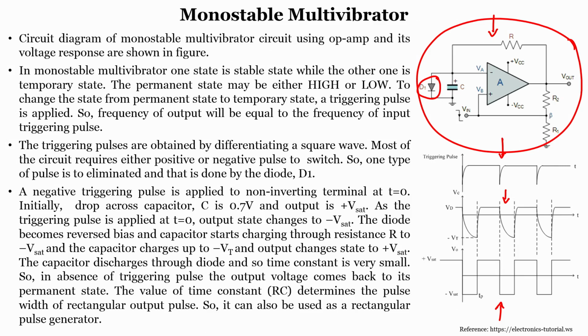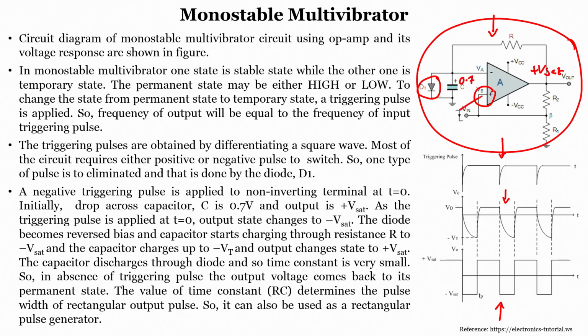A negative triggering pulse is applied to the non inverting terminal at time t equals 0. You can see here this is the non inverting terminal, and at time t equals 0, if I apply a triggering pulse, what will happen? Initially the drop across capacitor C is 0.7 volts and the output is at plus V saturation. That is why this is at plus V saturation, because the initial drop is this one.